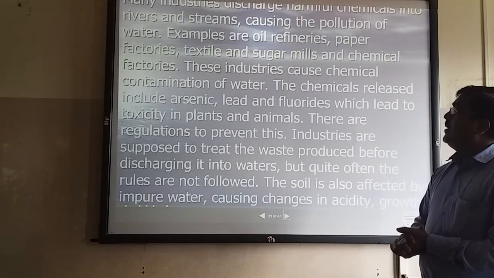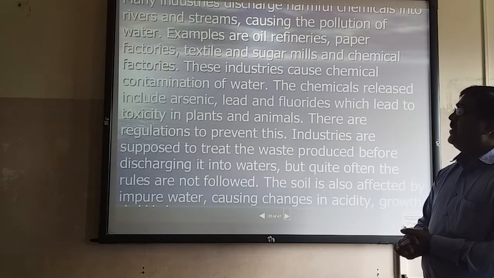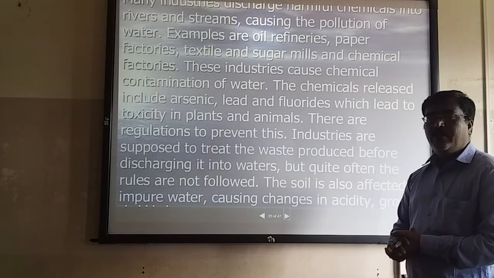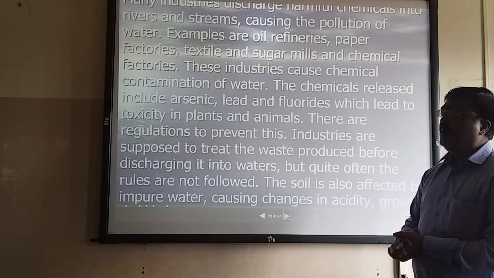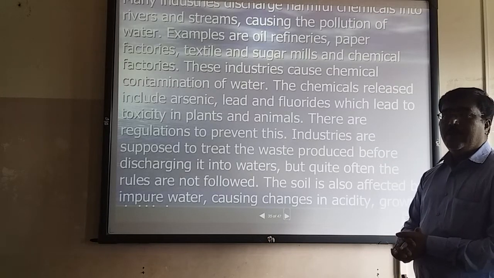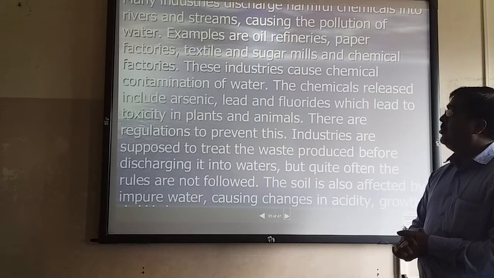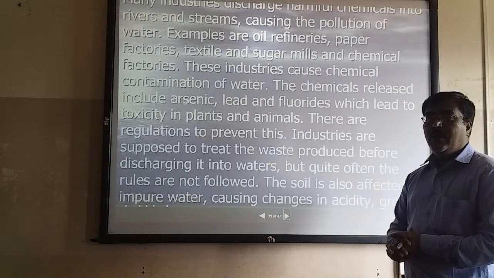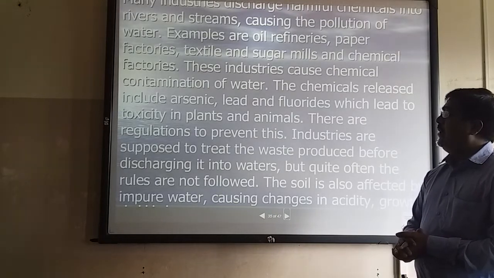So mainly industries have a harmful effect on rivers and streams, causing the pollution of water. We know that industry means they will produce a large amount of chemicals. What are these chemicals? For example, oil refineries, extraction of oil, paper factories, textile, sugar mills, and also chemical factories. These factories produce a large amount of chemicals, so this industry causes the chemical contamination of the water.